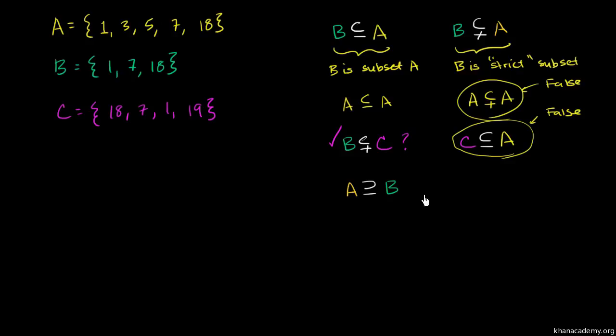But we know already that we could also write that A is a strict superset of B, which means that A contains everything B has and then some. A is not equivalent to B. So hopefully this familiarizes you with the notions of subsets and supersets and strict subsets.